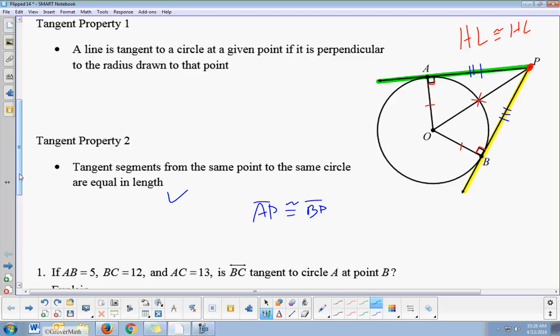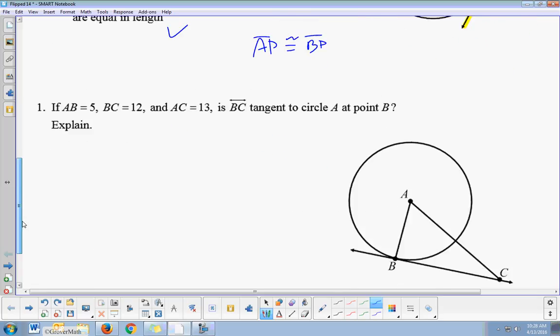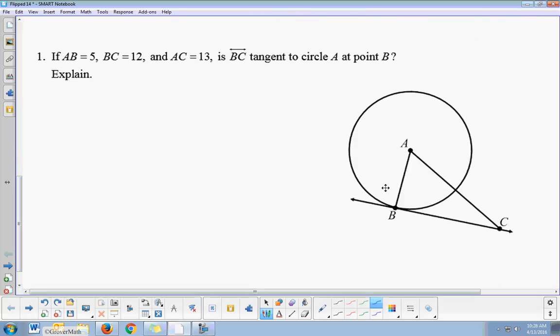All right, let's get some practice problems involving these two properties here. So first question, if AB equals 5 and BC equals 12, AC equals 13, is BC a tangent to circle A? And so the only way this is a tangent, since it's meeting a radius, we know this is a radius because it's called circle A, and so this is the center of the circle, and so this is definitely a radius.